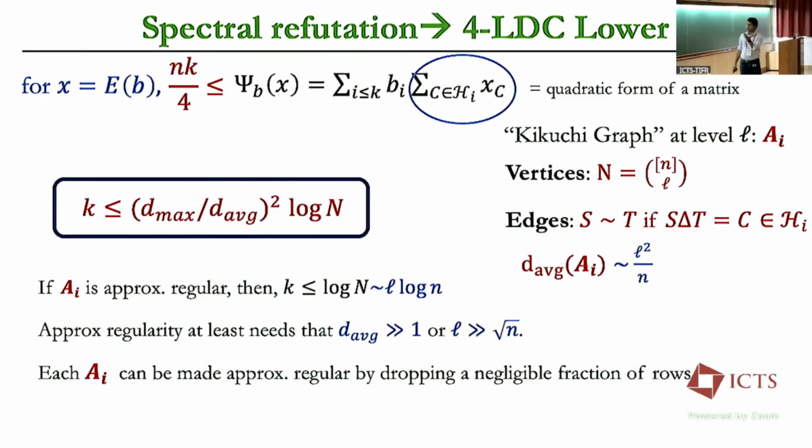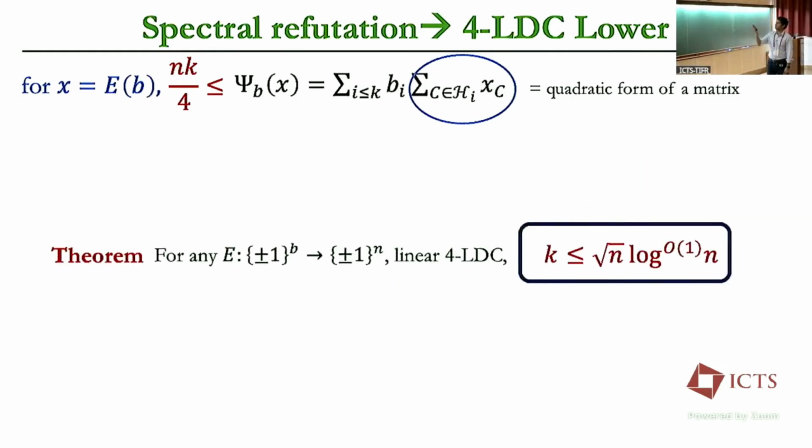Okay. So approximate regularity is basically guaranteed as soon as the minimal condition for it is met up to some logs. So you get k is at most root n up to logs. Okay, so that's what we've proven. Okay. Any questions so far?